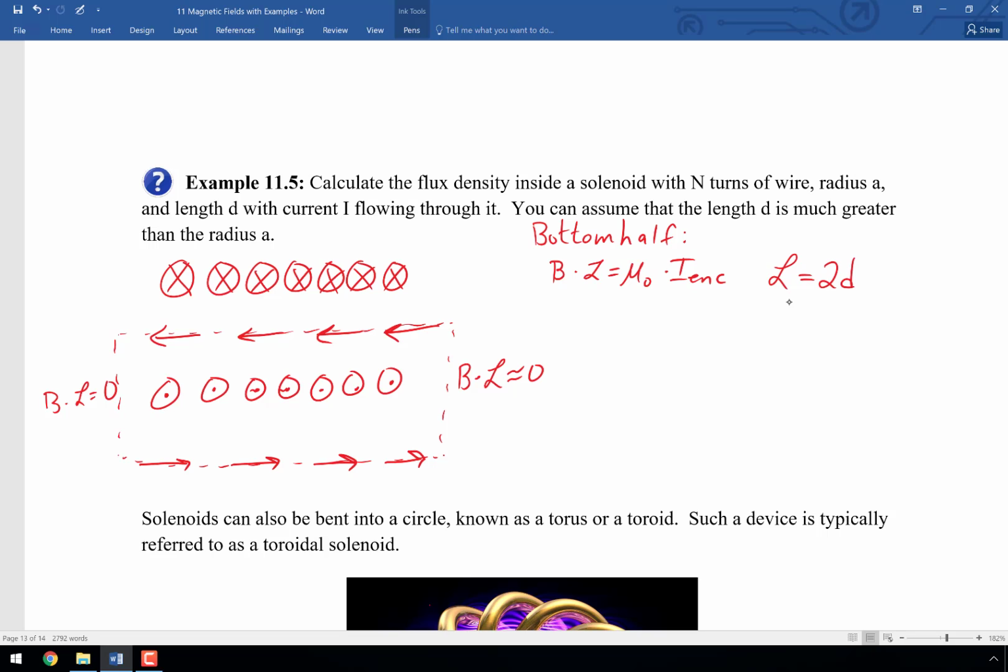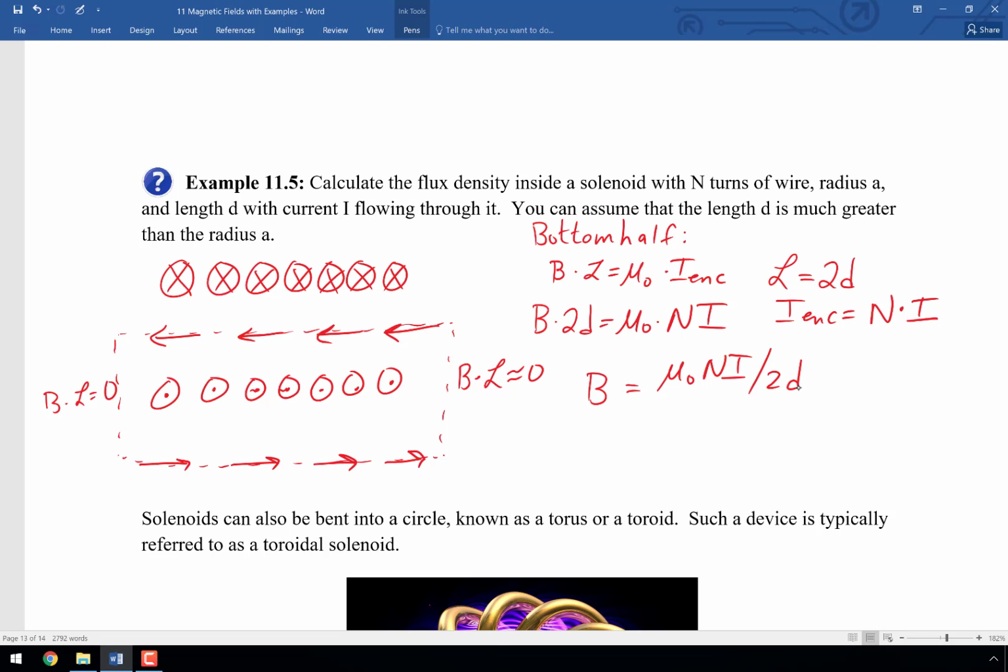And the I enclosed is equal to, there are N coils, so N times I amount of current is puncturing through this surface. So we have B times 2D is equal to mu sub 0 times Ni, and therefore B is equal to mu sub 0 Ni over 2D. That's for the bottom half. We get the exact same result for the top half.